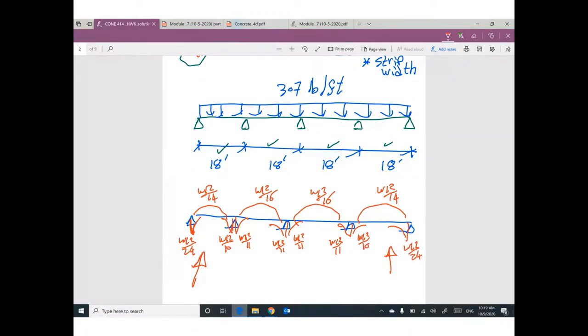So guys, can you figure out these values? I think you can. So 307 times L, which is 18 squared, divide 14. This value will be 7104. This one will be 62116. This one will be, no, wait, 307 times 18 squared, divide 11. Okay, 9,042. Anyway, please go ahead and figure out all of these values.